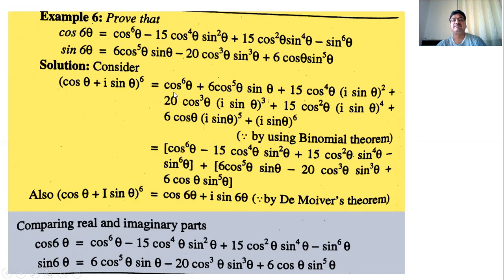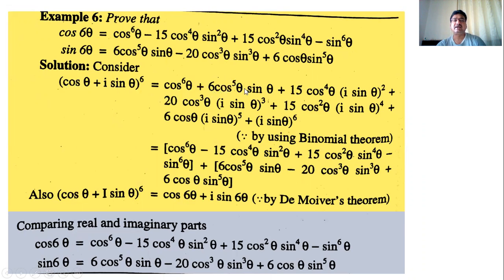Okay, what are those terms? Write x plus y raised to 6. So x plus y raised to 6 is what? The first term is x raised to 6, that is 6C0 x raised to 6. 6C0 is 1. Then the next term is plus 6C1 x raised to 5 y. 6C1 is 6, and x raised to 5 means cos raised to 5, and y is I sin theta.